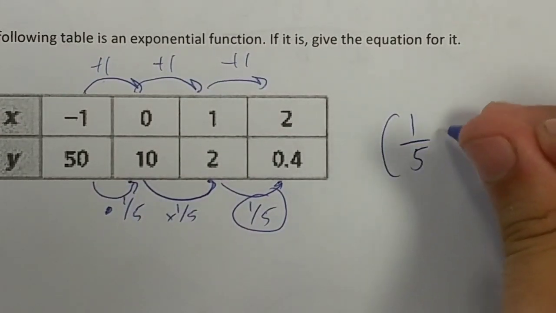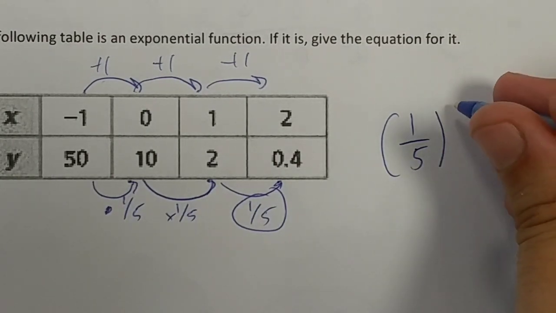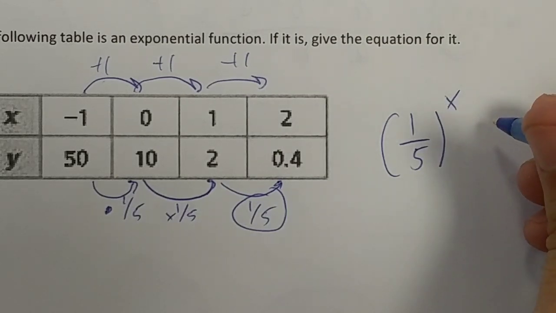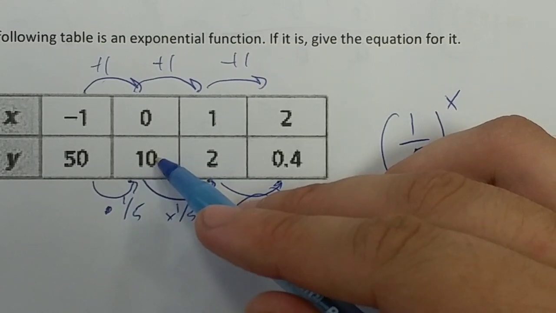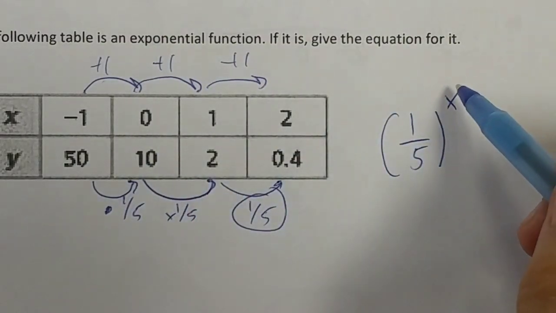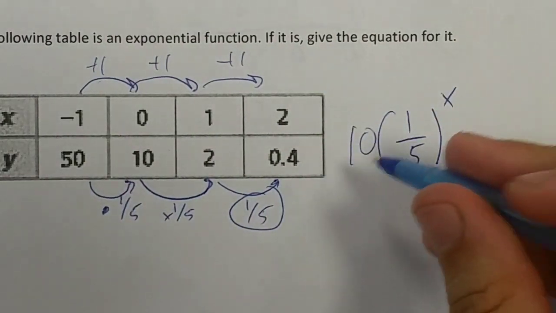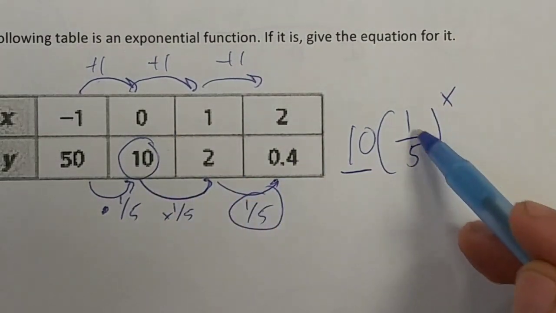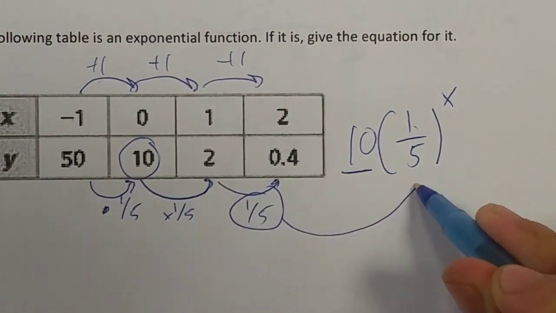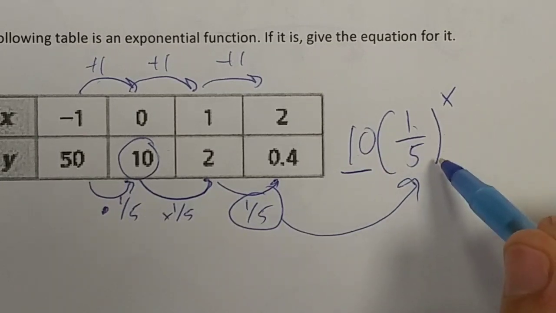And then in parentheses, we're going to put x, that's the variable. And then what we need to take care of is when x is 0, it should equal 10. So that puts a 10 here. So 10 is from the fact that x equals 0, and 1/5 comes from the pattern that we have. So 10 times 1 over 5 x.